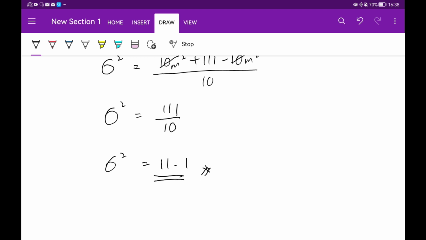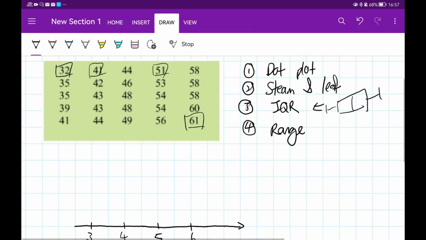So next we will continue with our next subtopic. Now we will learn some subtopics of this chapter. First we will learn dot plot. Second we will learn stem and leaf. Third we will learn IQR, and also we will learn how to draw the box. Fourth we will learn the range.